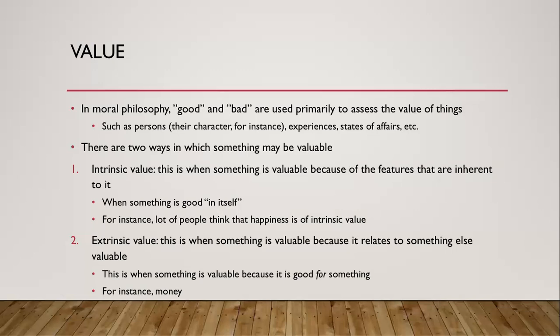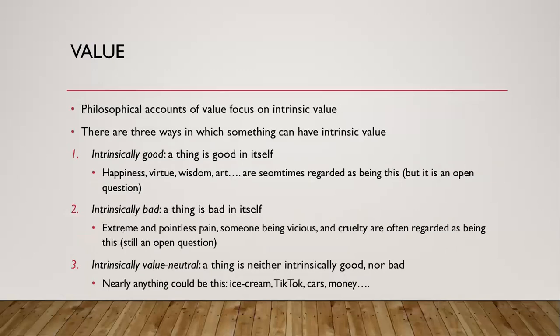So things that are extrinsically valuable can be valuable because they get you things that are intrinsically valuable, or things that are extrinsically valuable, so you run a chain, and then you finally end up with something that's intrinsically valuable. Okay, hope that made sense. So all philosophical accounts of value focus on intrinsic value. There's no theory of extrinsic value because everybody accepts that extrinsically valuable things end up getting you intrinsically valuable things. That's how it works.